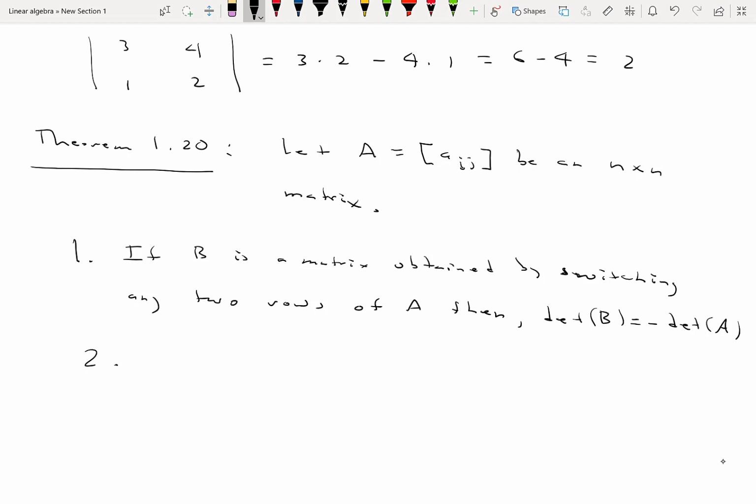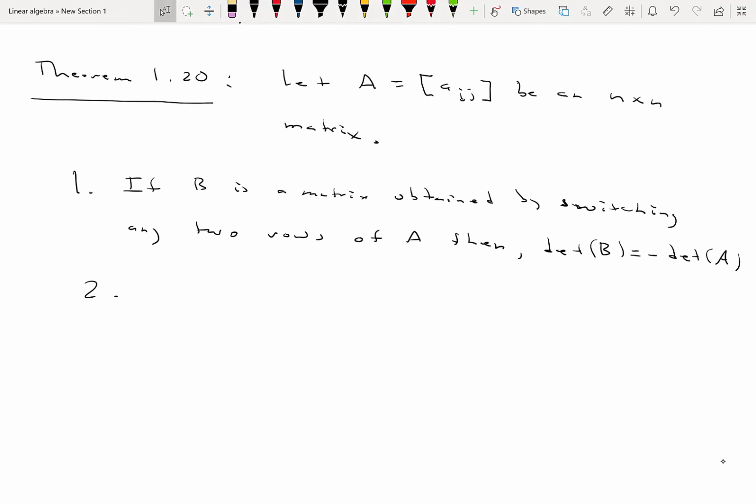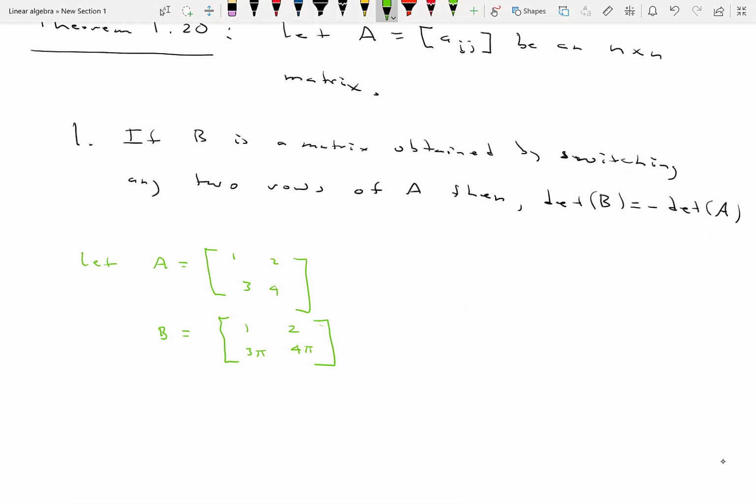Okay. So the next part of the theorem answers the question, what happens when you multiply a row by a constant? Okay. So let's motivate number 2 with an example, before we state it. Let's let A equal the matrix whose entries are 1, 2, 3, and 4. And let's let B be the matrix that you get by multiplying row 2 by pi: 1, 2, 3 pi, 4 pi. What's the determinant of B?